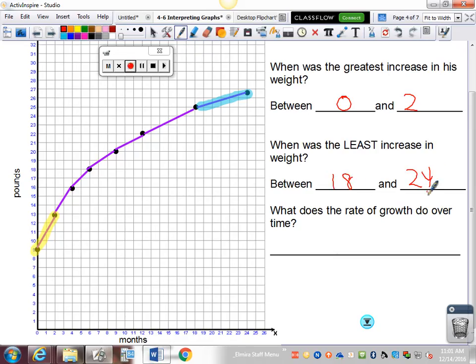All right, so overall, this next question, what does the rate of growth do over time? Well, the greatest growth was in the beginning and the least growth was at the end. So the growth rate over time is decreasing. Okay, the rate of change, the lines are getting flatter and flatter and flatter.